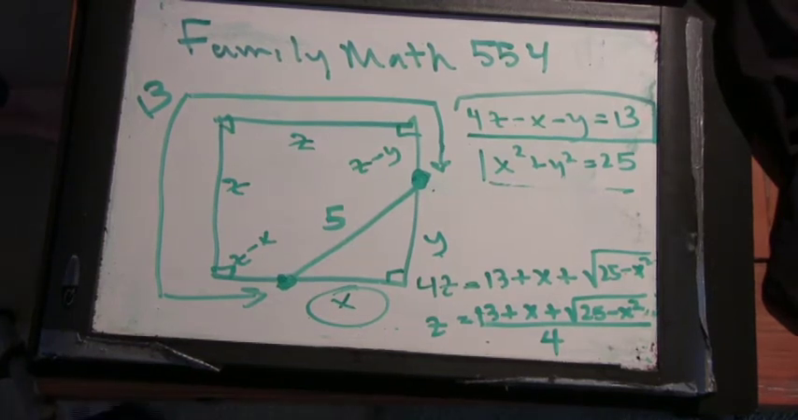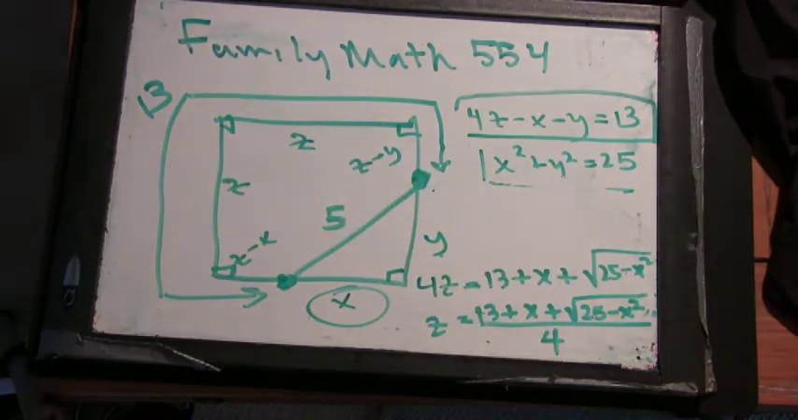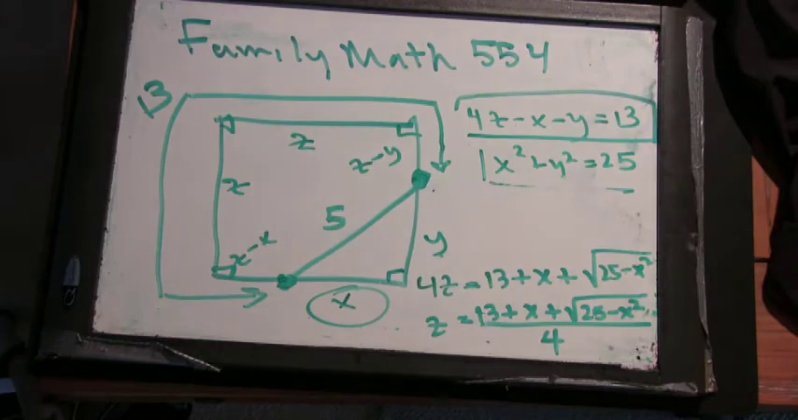Okay, so you said you saw a couple of ways to get some values of z. What did you see here? You just need this square root of 25 minus x squared to be an integer. For that, you need x to be something that makes the square root of 25 minus x squared an integer. Why do you need it to be an integer?